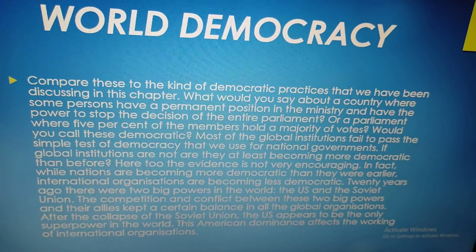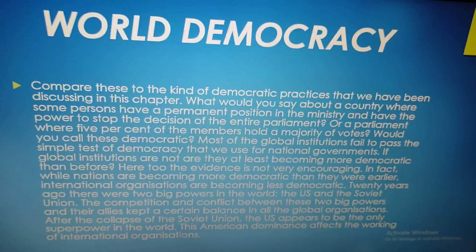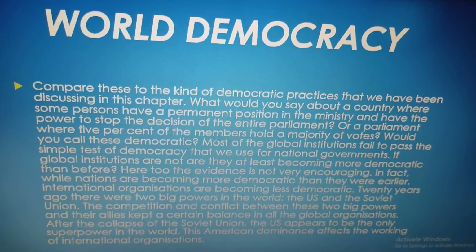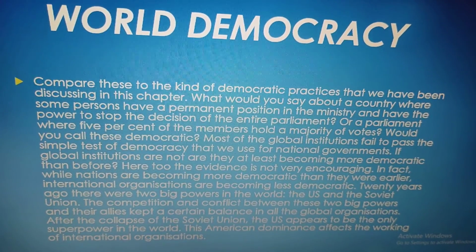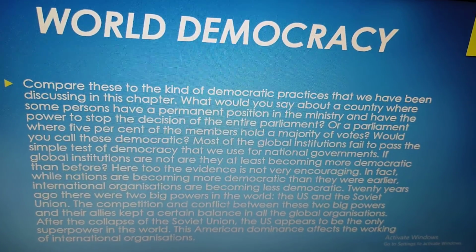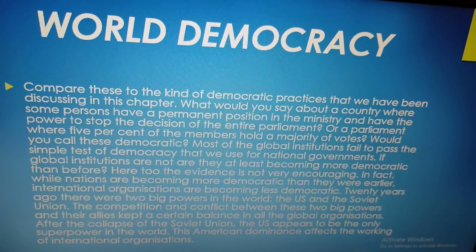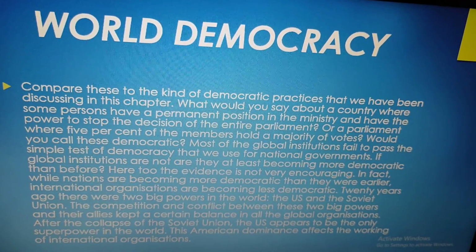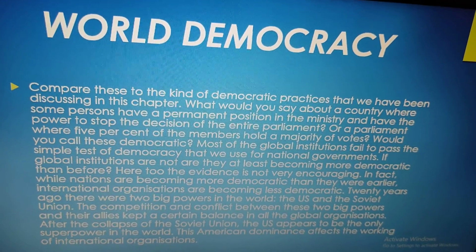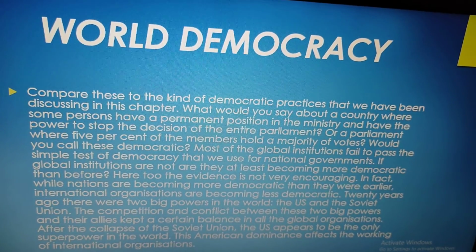Now compare these to the kind of democratic practices that we have been discussing in this chapter. It is very clear that these organizations are not democratic. Rather, power resides in the hands of a few people only. What would you say about a country where some persons have a permanent position in the ministry and have power to stop the decision of the entire parliament? Or a parliament where 5% of the members hold a majority of votes? Would you call these democratic? Most of the global institutions fail to pass the simple test of democracy that we use for national governments.